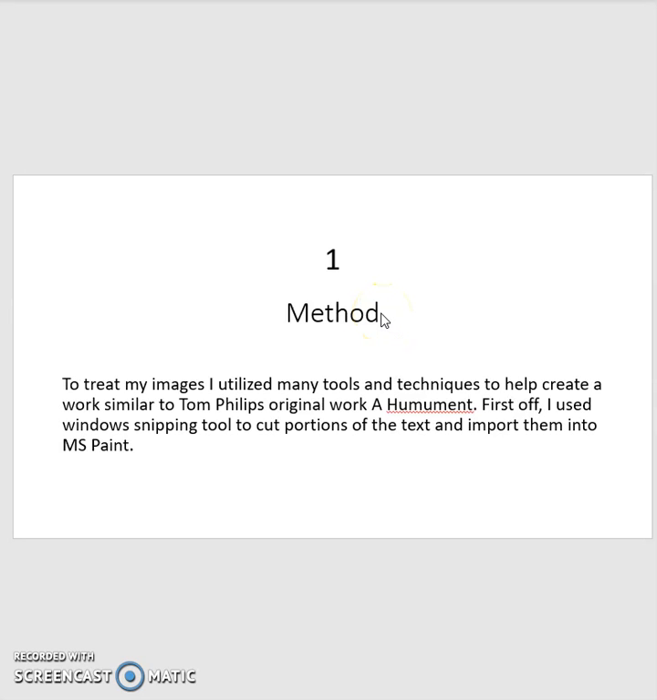To treat my images, I utilize many tools and techniques to help create a work like Tom Phillips' original work, A Humument. First off, I use the Windows Snipping tool to cut portions of the text and import them into MS Paint.